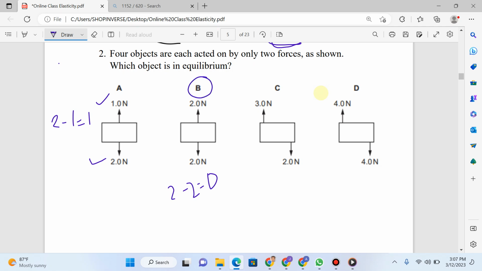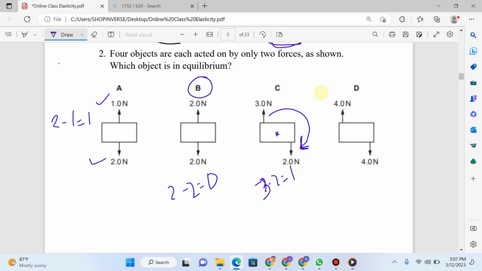If you look at this one, we have 3 Newtons upward, 2 Newtons downwards. 3 minus 2 is equal to 1. So the object is not in equilibrium. Also, you see the forces are not acting on a straight line. They are shifted from the pivot. Hence, these forces will create a resultant moment. Okay, so there will be a clockwise angular acceleration of this object.